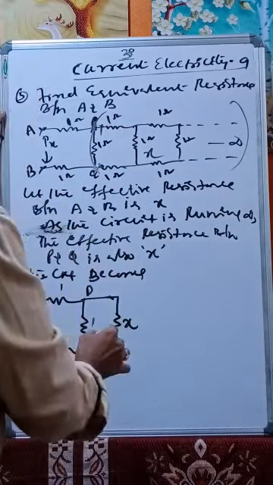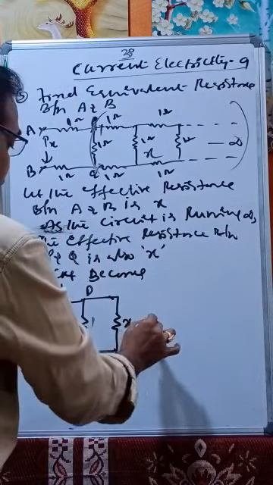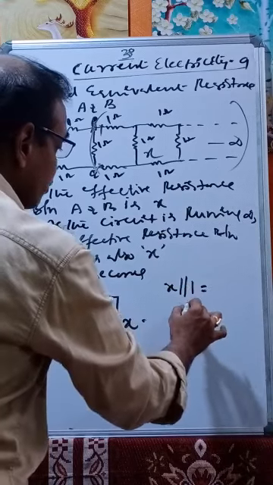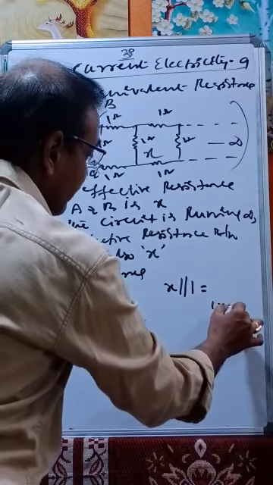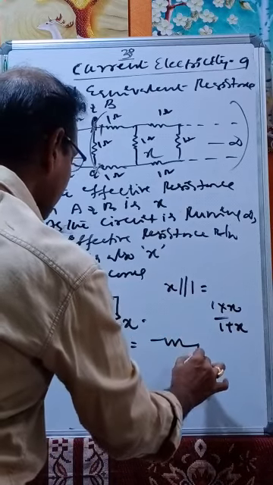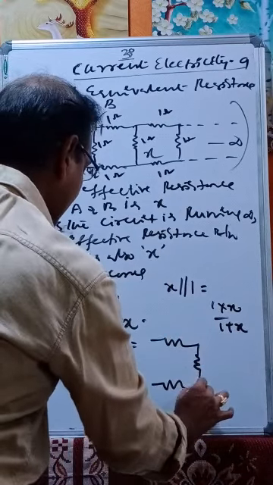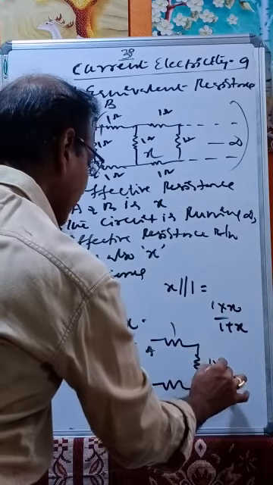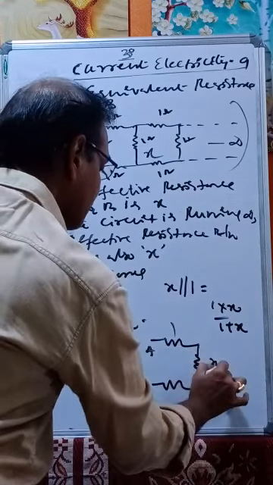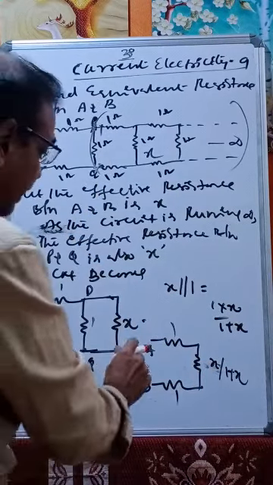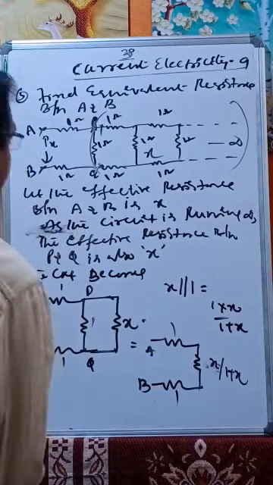Now it is simple. X in parallel with 1. X parallel with 1 gives effective resistance 1 into X by 1 plus X, that is X by 1 plus X. This is A, this is B, this is 1. Now again see, A and B.